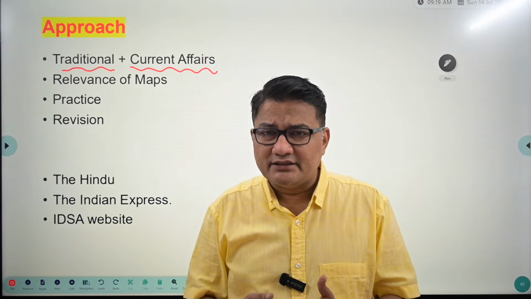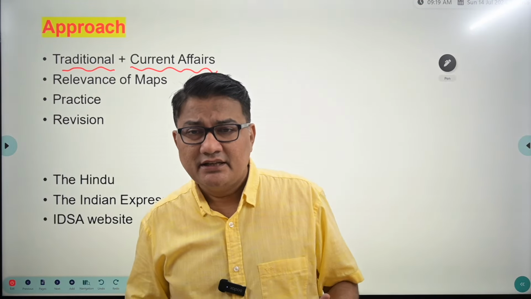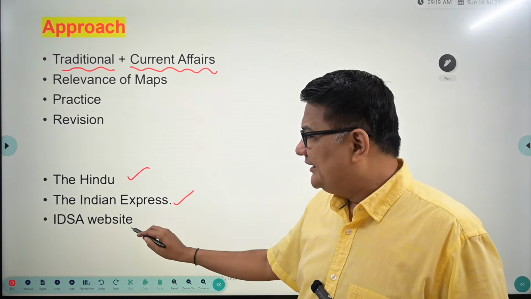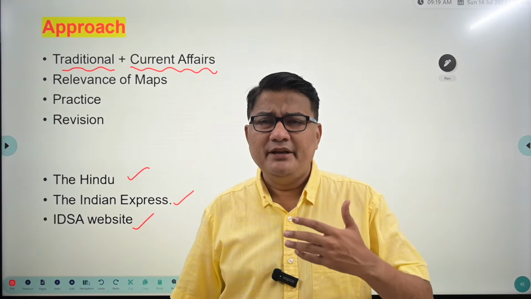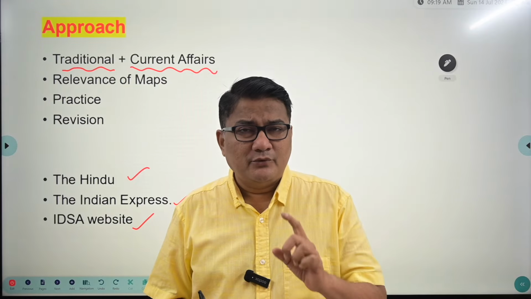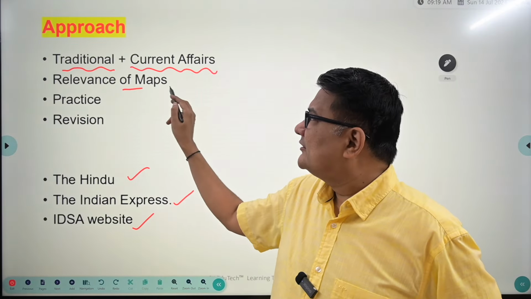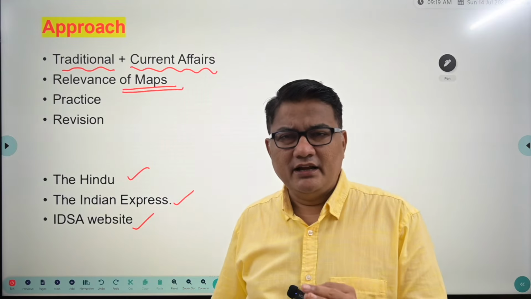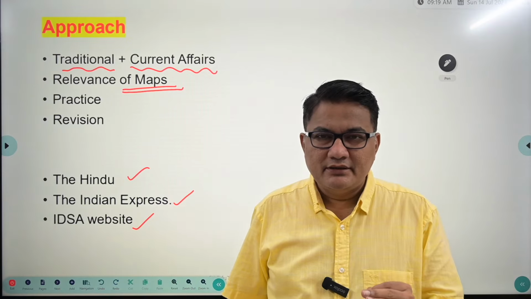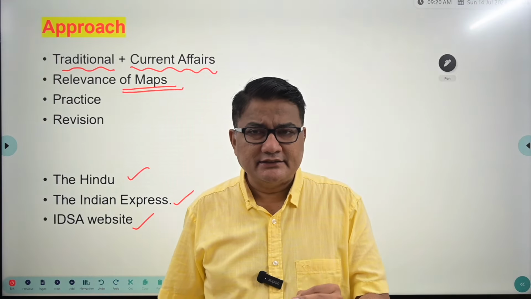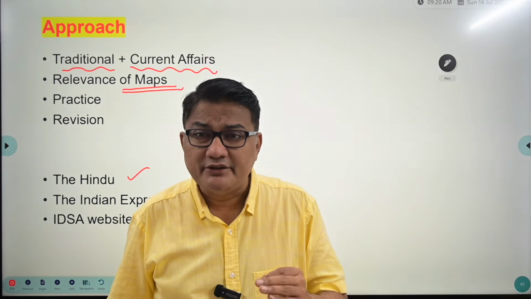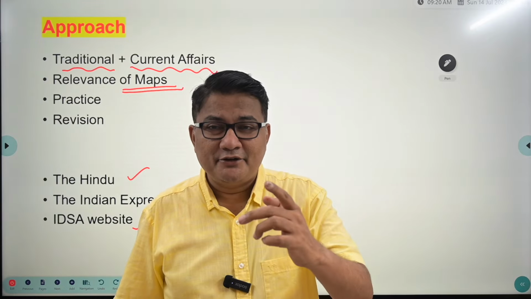And what about current affairs then? From where am I supposed to cover the current affairs? For current affairs, you can read The Hindu, Indian Express, their editorials, and the IDSA (Institute for Defence Studies and Analyses) website, or the MEA, Ministry of External Affairs, website. Those things you can follow. And most important, there's too much relevance of maps. If you can understand maps well, you can answer international relations questions very well. And please remember, when you're writing answers in the mains, wherever possible, I repeat, wherever possible, draw maps. It will give you better marks, but accurate maps.